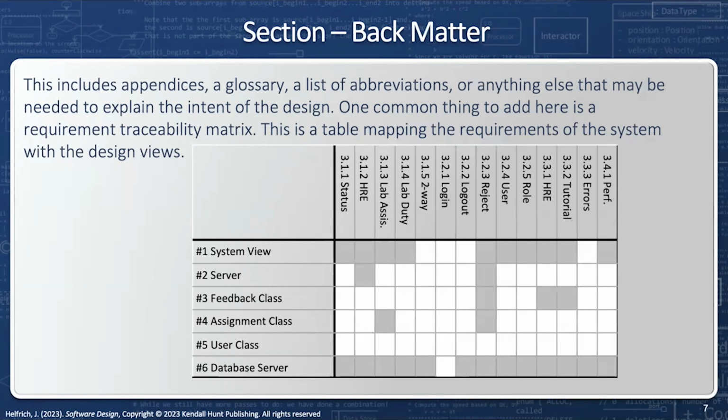For an example, if I take a look at design view number two, server, I can see there are two requirements that it helps implement: 3.1.2 HRE and 3.2.3 reject. I can also see that design view number 5 doesn't map to any requirements, which is kind of a red flag. Why do we have it if it doesn't help with the functionality? And perhaps most concerning, 3.2.1 login, that requirement does not have any views corresponding to it, which means that requirement is probably not met.